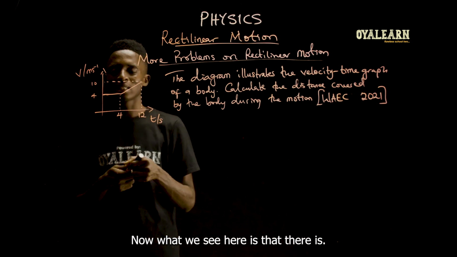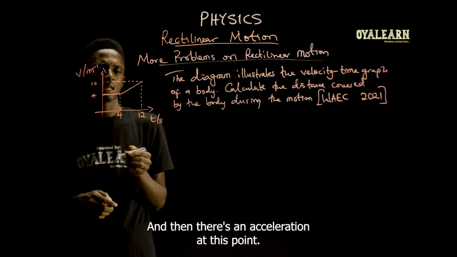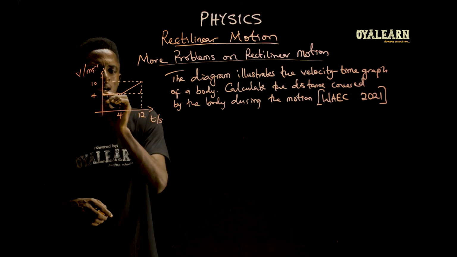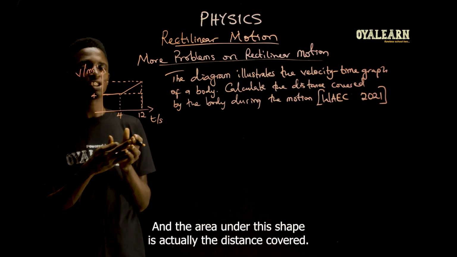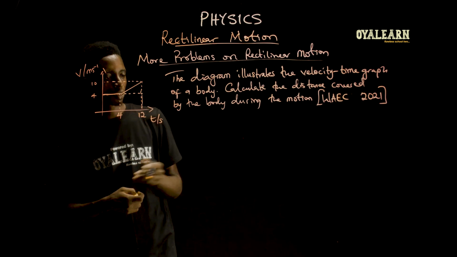Now, what we see here is that there's constant velocity at this point, and then there's an acceleration at this point. But we can do something, break this like this, such that we have this triangle, and then the whole of this forms a rectangle, right? And the area under this shape is actually the distance covered. So let's solve.